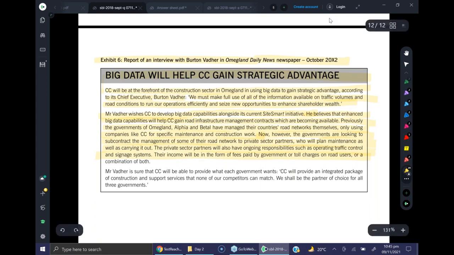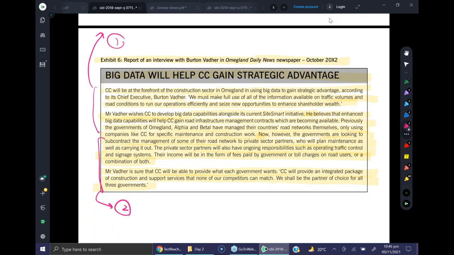Mr. Vader is sure that CC will be able to provide what each government wants. CC will provide an integrated package of construction and support services that none of our competitors can match. We shall be the partner of choice for all three governments. So I think you can guess that this half of the exhibit is talking about big data. So one slide is about big data and the other slide is about this new opportunity they have to work with government. So these are to be discussed through slides.